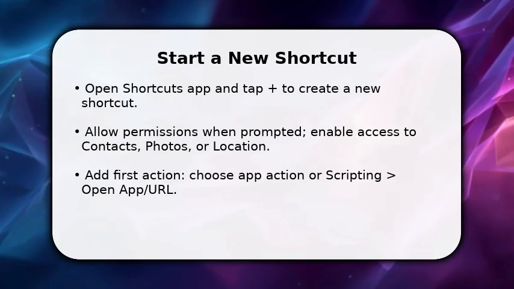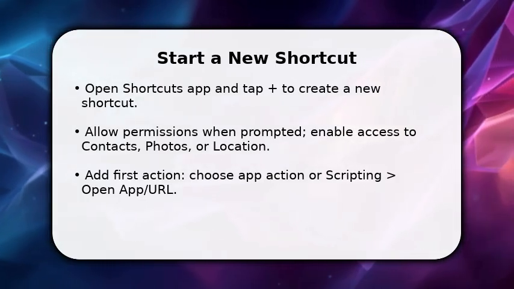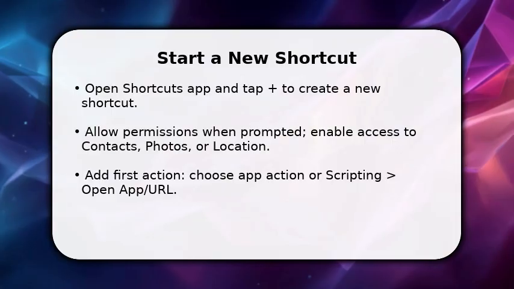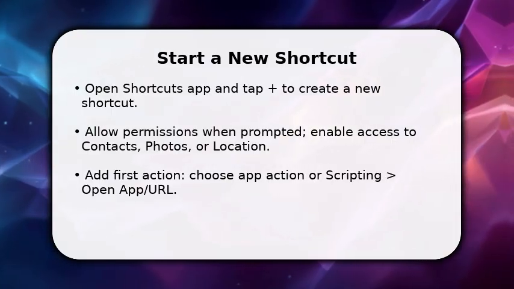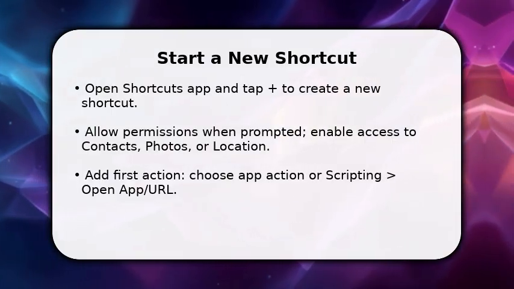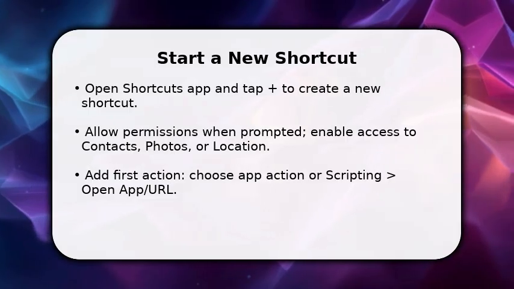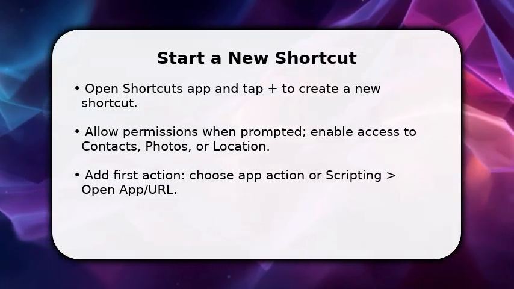Enjoy the video. You start by opening Shortcuts and tapping the plus button to make a new shortcut. Give it a name that tells you what it does. Then add your first action. Pick an app action or scripting open app/URL so the shortcut has an immediate effect.